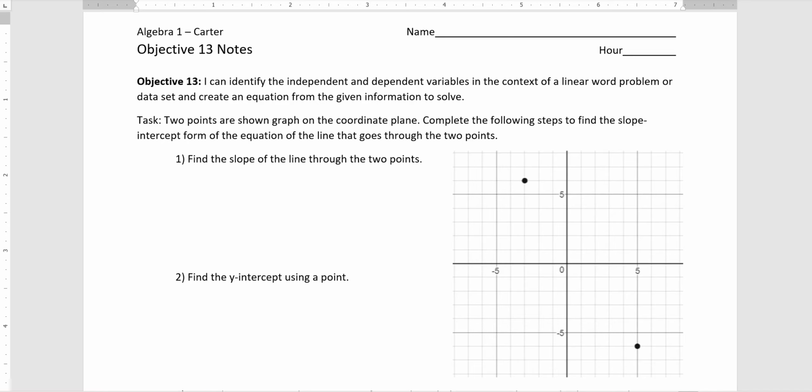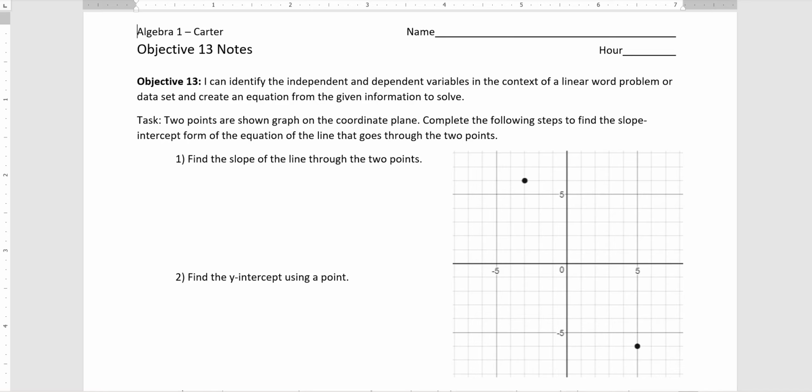Now, Objective 13 says I can identify the independent and dependent variable in the context of a linear word problem or data set and create an equation from the given information to solve. Today we're going to start on the second part of that, creating equations from given information, and that's what we're really going to practice today. Then our next note session will get into the independent and dependent variables and linear word problems.